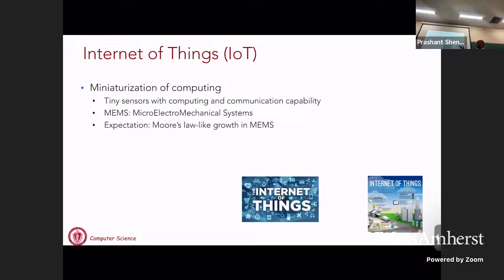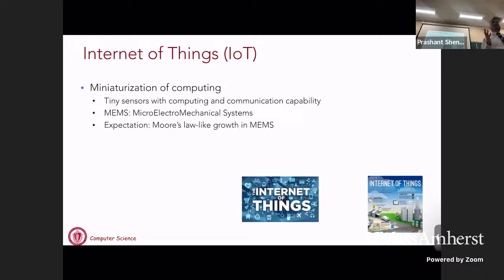So what is IoT? It basically means miniaturization of computing, sensors with communication, computing capability get embedded everywhere. Okay, so practically any device you can buy, there's some smart version of it. There's a smart washing machine you can buy and a smart microwave. Amazon had an Alexa-powered microwave at one point. They stopped selling it, but it was one of those things you could buy.